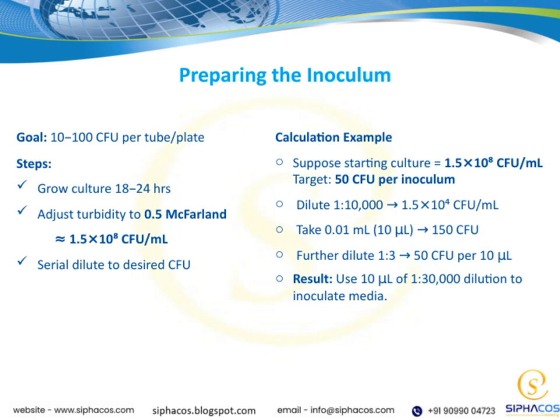Now, moving on to preparing the inoculum itself, our goal is to achieve about 10 to 100 CFU per tube or plate. The process involves a few important steps. First, grow your culture for 18 to 24 hours to have enough bacteria. Then, adjust the turbidity to about 0.5 McFarland's standard, which corresponds roughly to 1.5 times 10 to the 8th CFU per milliliter. Finally, serially dilute this culture to reach the desired CFU level for your specific test. Remember, getting these dilutions right is crucial for consistent and reliable results.